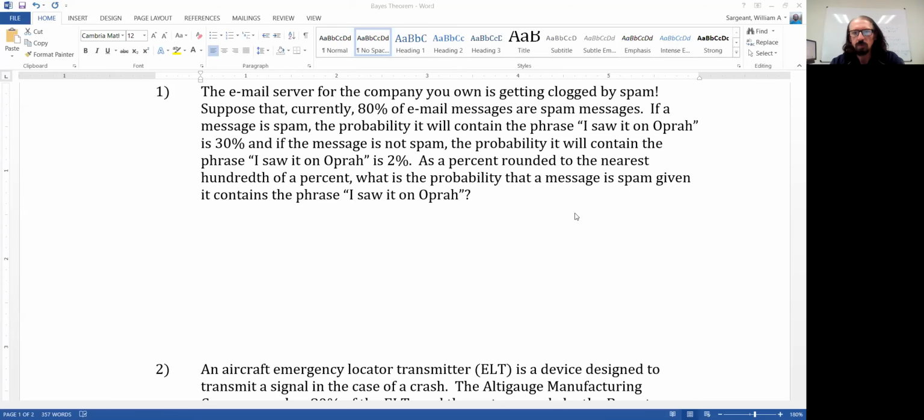So here's our first example using Bayes' theorem to calculate an a posteriori probability. I'm going to give you a minute to read this.